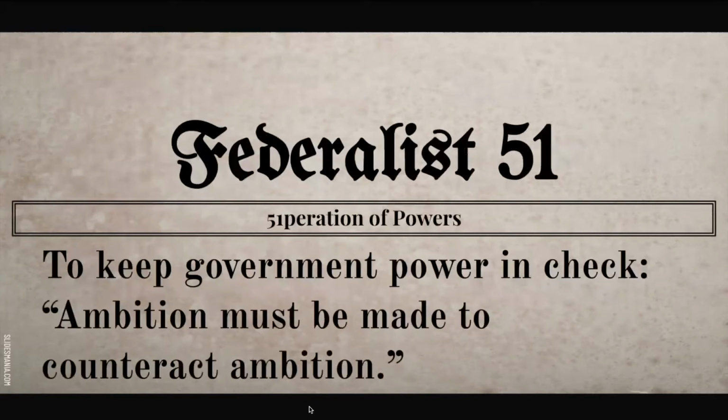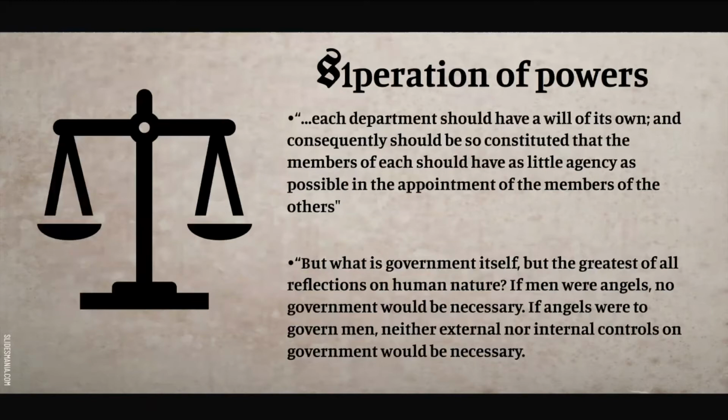Now, Federalist 51. Publius, Madison, is writing on separation of powers. The headline of it: to keep government power in check, ambition must be made to counteract ambition. This is about separation of powers, checks and balances. On separation of powers, he writes, each department, each branch, should have a will of its own, and consequently should be so constituted that the members of each should have as little agency as possible in the appointment of the members of the others. Each of these branches should be separate and shouldn't be able to control the other ones and how the people running those other branches get their jobs.